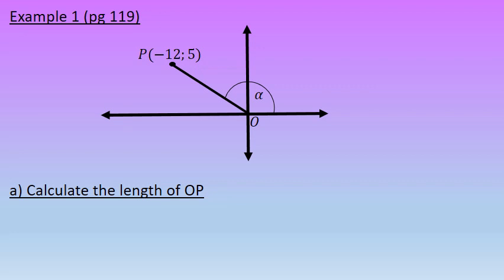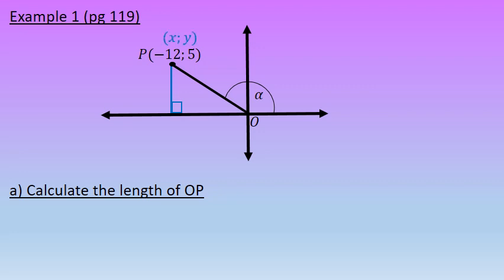Right, let's have a look at this coordinate P plotted in quadrant 2. I hope you can remember that sine was the only trig function that was positive in quadrant 2. However, to deal with the trig functions, we need three sides of a triangle. So here they're asking us to calculate the length of OP. In other words, they want us to find the r value.